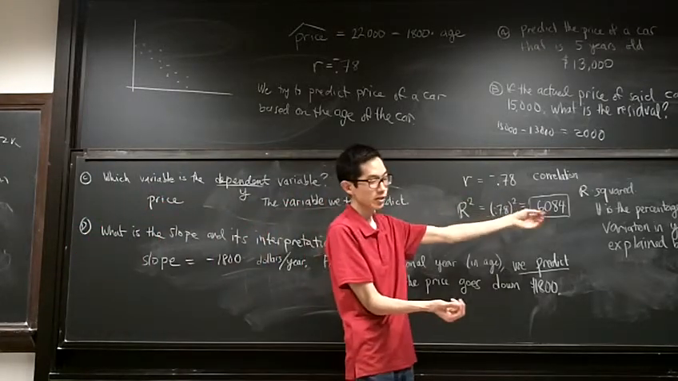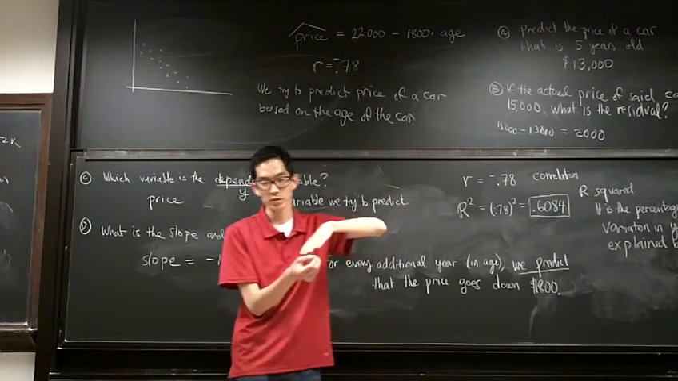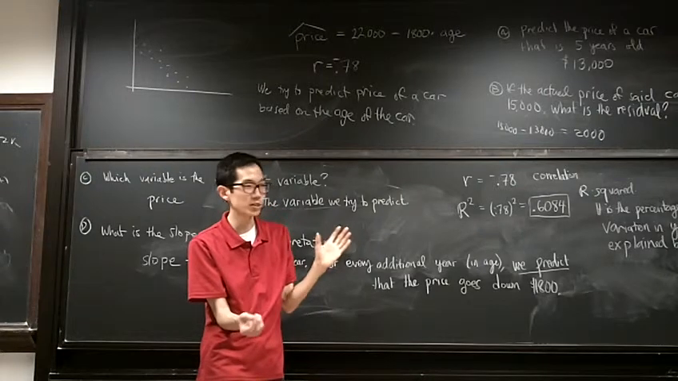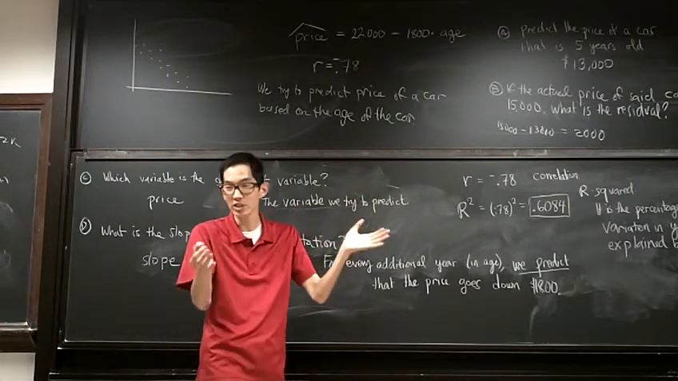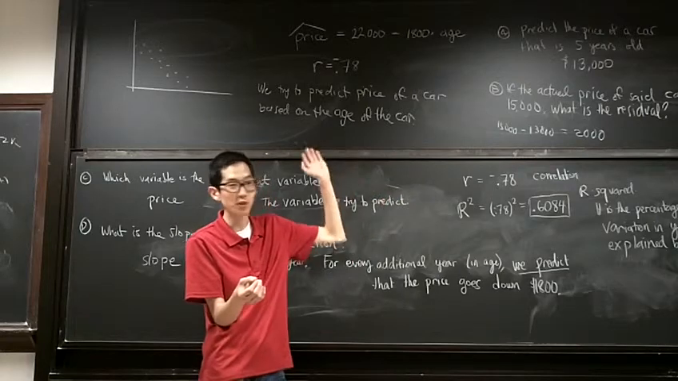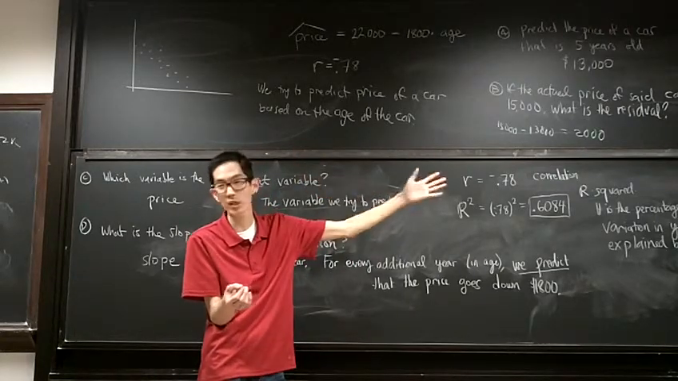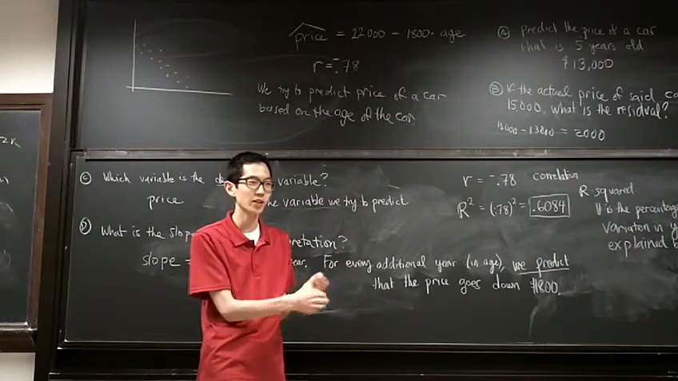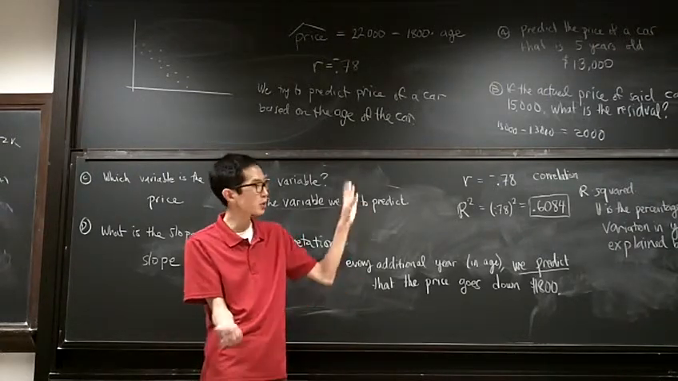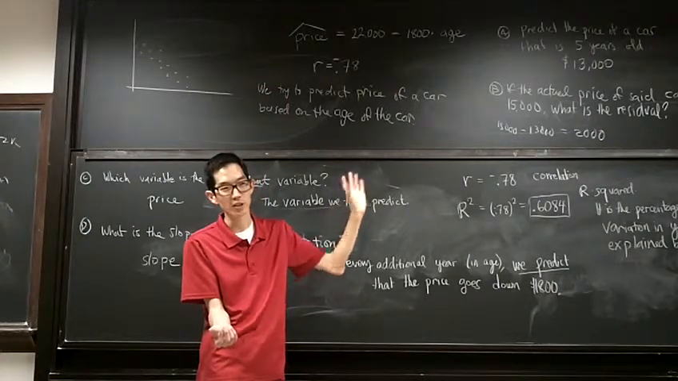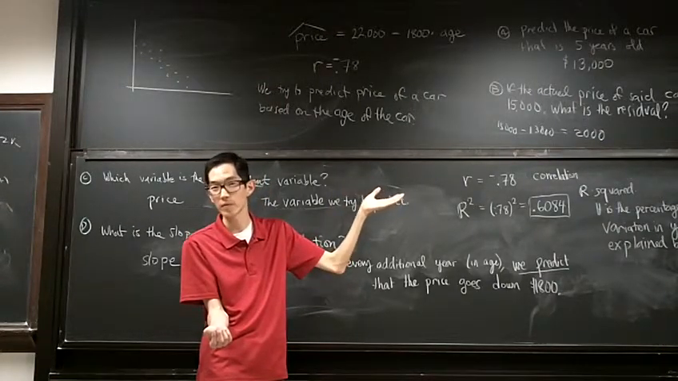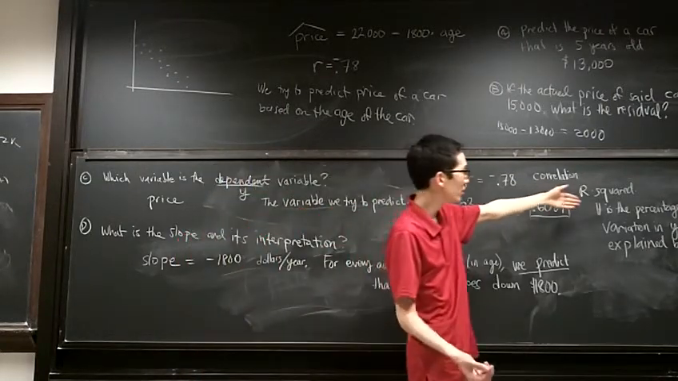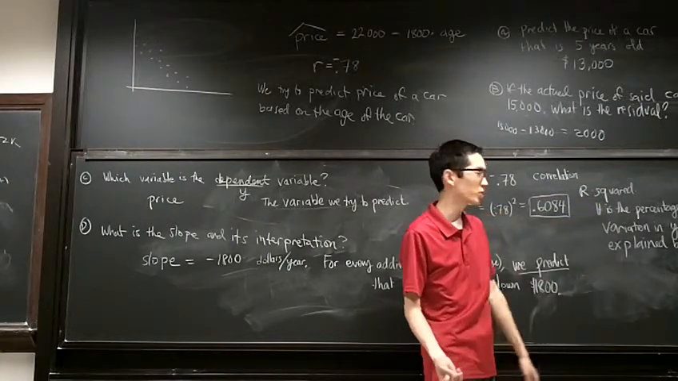This R squared says cars have different values, and we can explain about 60% of that variation according to this model. There's some of it that we can't explain. It might be tied up in the condition of the car, et cetera, et cetera. But we can explain about 60% of the variation based just on the age of the car. So that's what R squared is: the percentage of the variation in Y that's explained by the model.